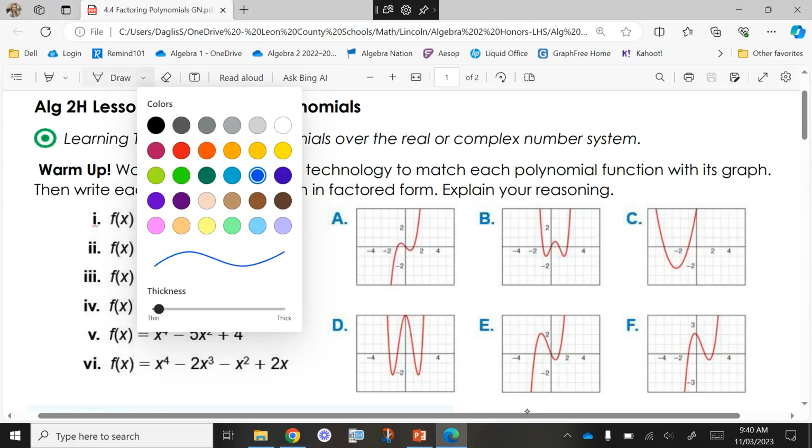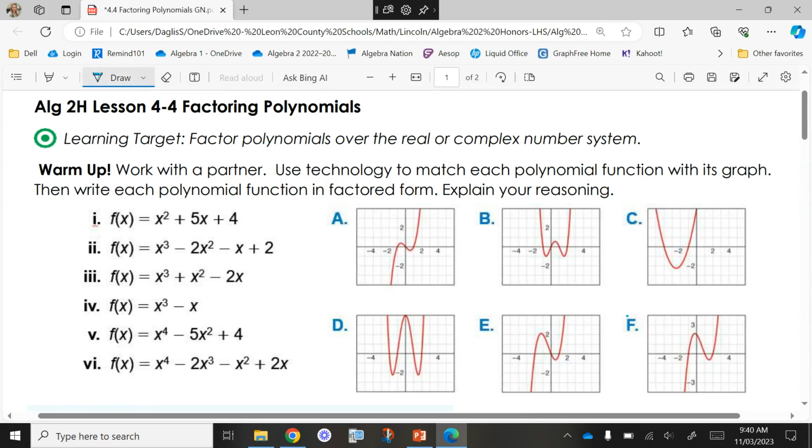Okay, so when we are matching, our first one has a power of 2, right? That was kind of nice because there's only one graph that looks like it has a power of 2. Which one is it? It is C. It's my only quadratic, right? So we know 1 matches up with C.